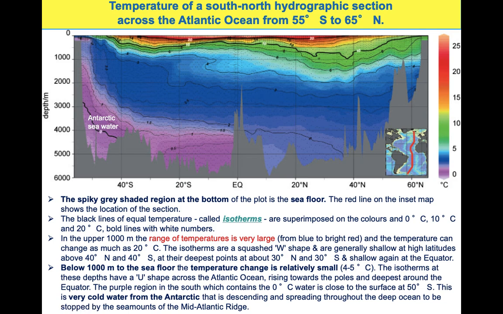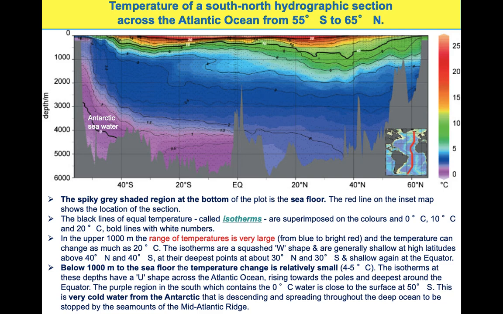So the purple region in the south, which contains this 0 degree water in purple, beyond the 50 degrees south latitude, that is the Antarctic seawater. And it's very cold. It's permanently cold, and it basically sinks near the Antarctic continent and sinks very deep and goes down and forms this deep, cold water mass. And we're going to talk about that when we get into water circulation and water current systems.